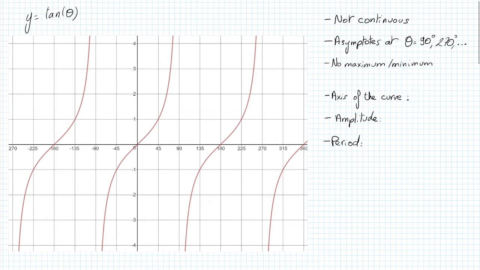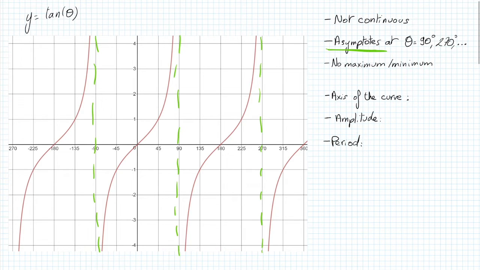Let's take a look at the tangent graph. The first thing we can notice about the tangent graph is that it's not continuous, meaning that there are breaks from time to time. We notice the first of these breaks at negative 90, another one at 90 degrees, and another one at 270 degrees. These breaks are called asymptotes. If you remember, asymptotes are lines that the curve will go very close to but never touch.